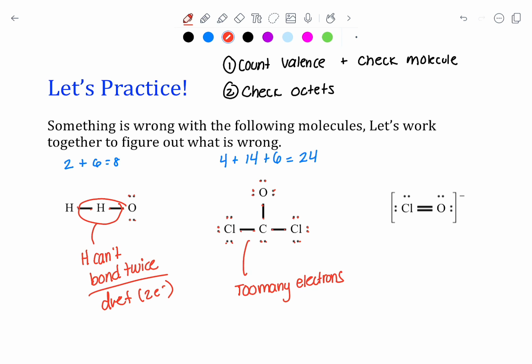And finally, in our last structure, we have Cl, which has 7, plus 6 from the oxygen, but there's a minus charge, so we have to account for 1 extra electron. So I should have 14 electrons in this structure. Right now I have 1, 2, 3, 4, 5, 6, 7, 8, 9, 10, 11, 12. So I'm missing electrons. I have too few electrons, not enough electrons in my structure.